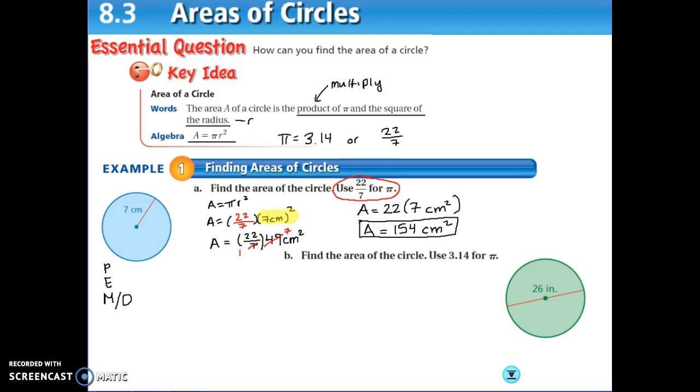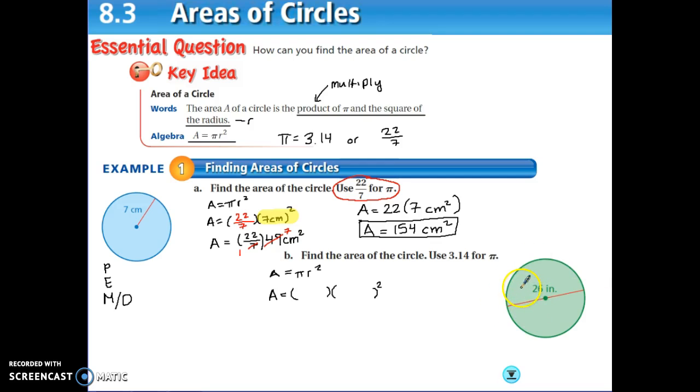Example B. We're going to find the area of the circle, and now they tell us to use 3.14 for pi. So writing out my formula, area is equal to pi times the radius squared. Area is equal to pi, I'll leave a blank, times the radius squared. The reason I also left my radius blank is because they do not tell us what the radius is.